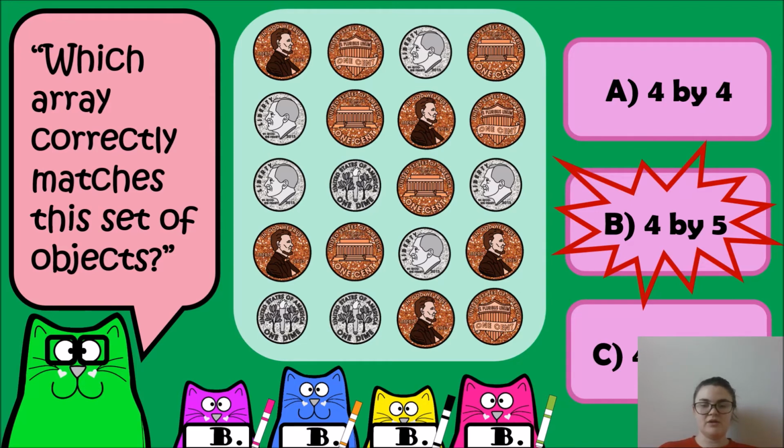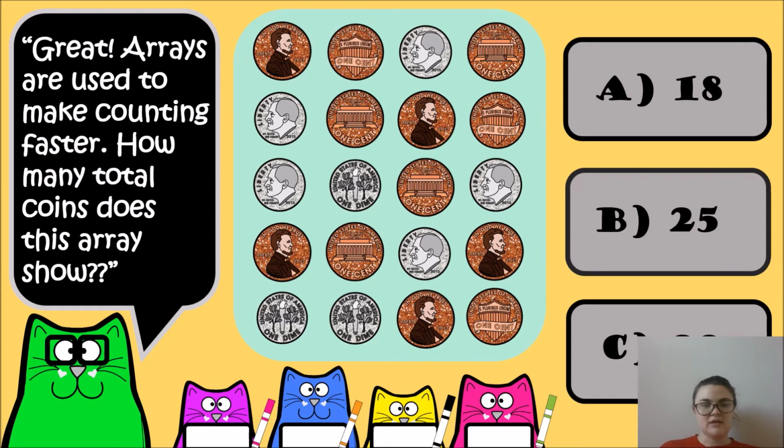Oh man, all the cats got it right. Did you? Great! Arrays are used to make counting faster. How many total coins does this array show? A, 18, B, 25, or C, 20?